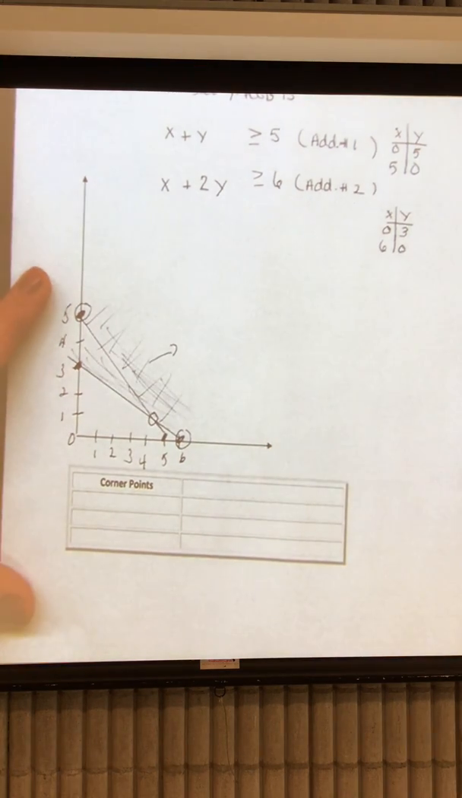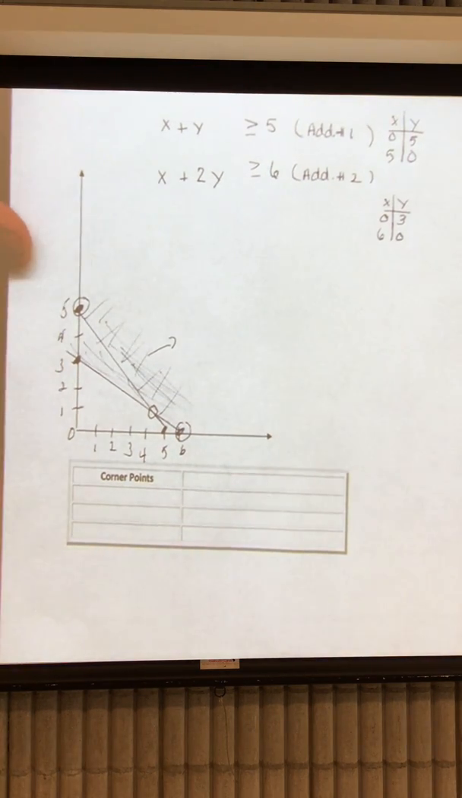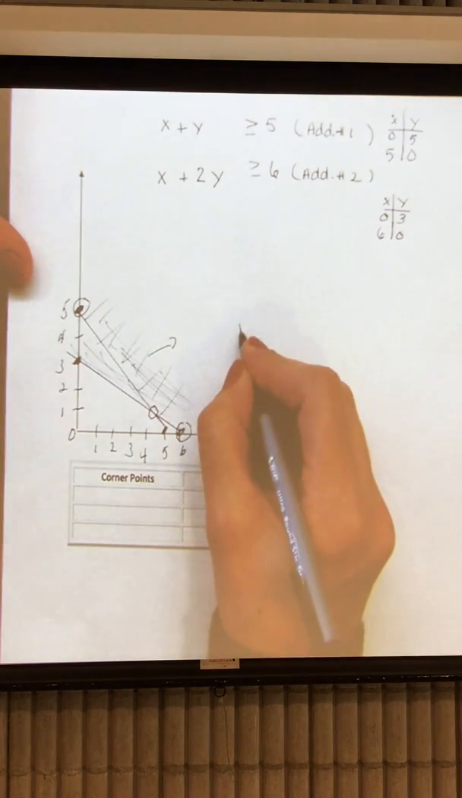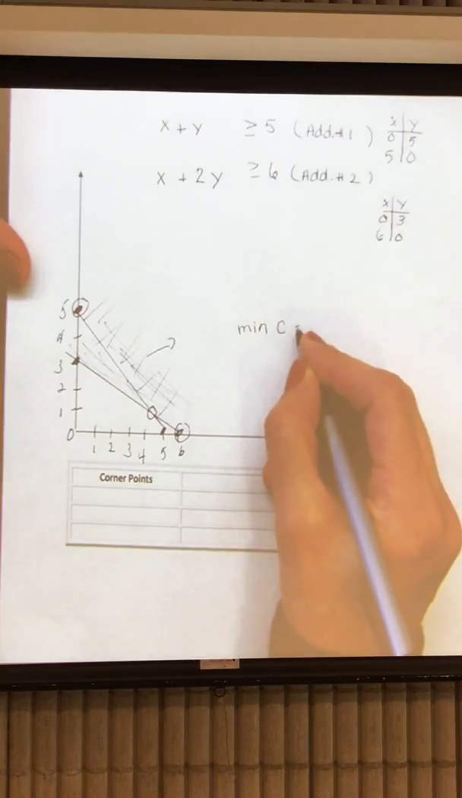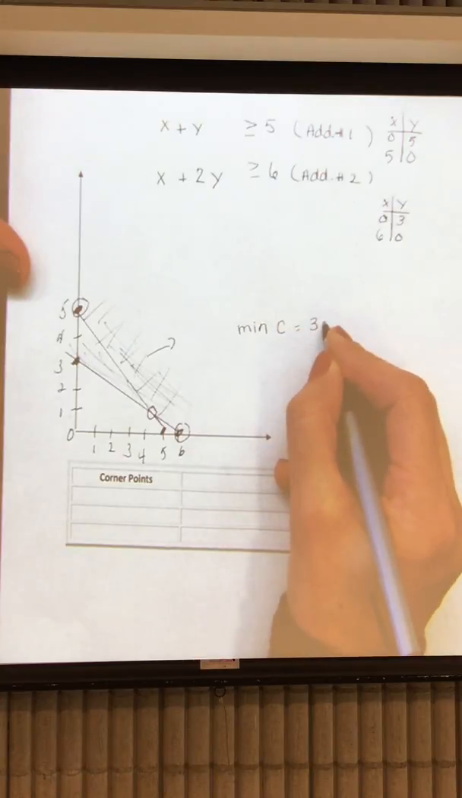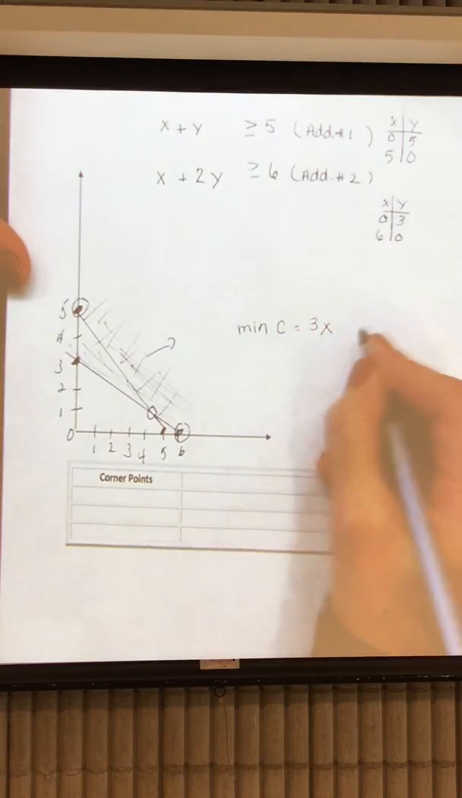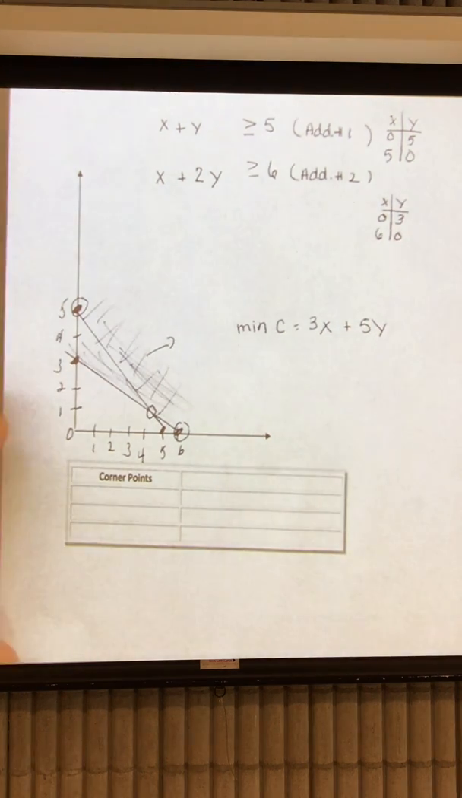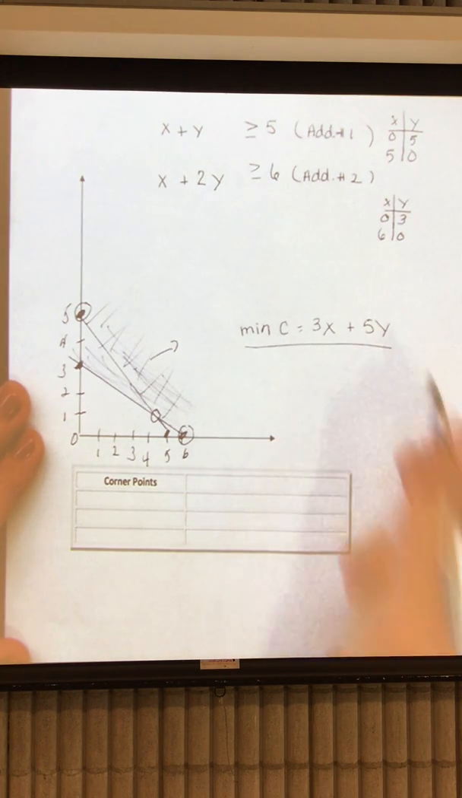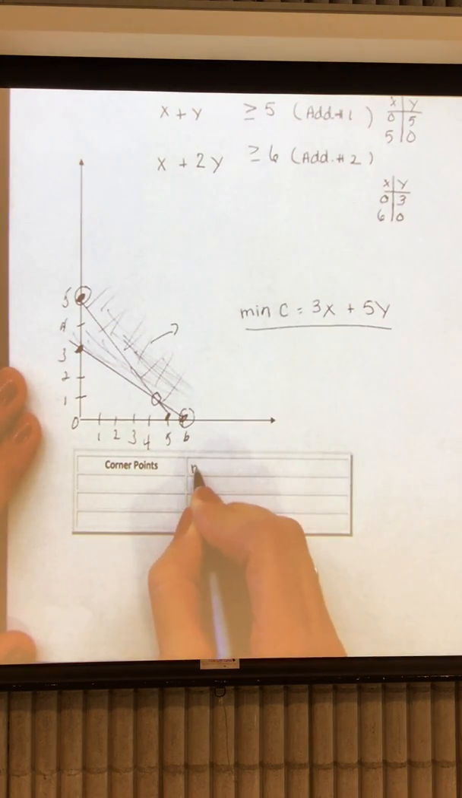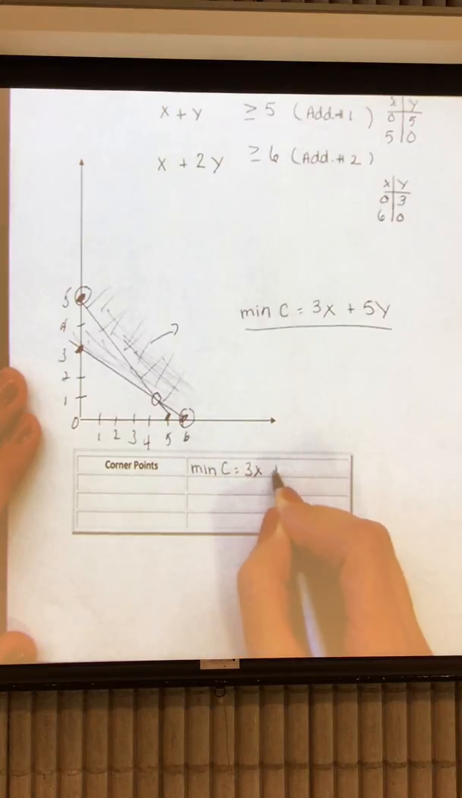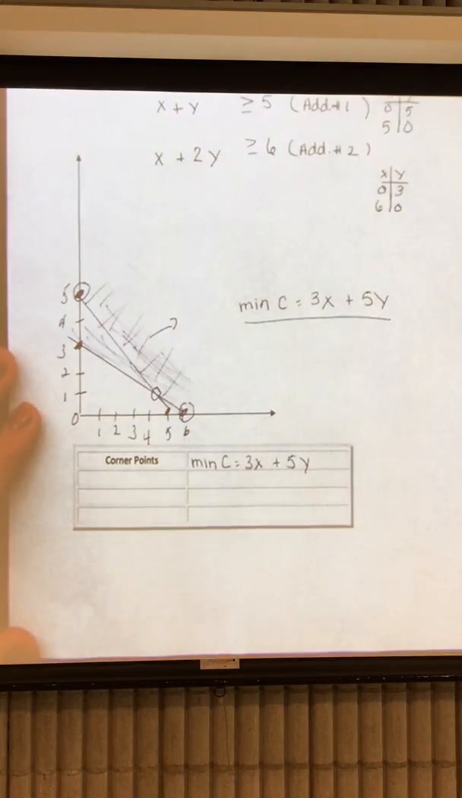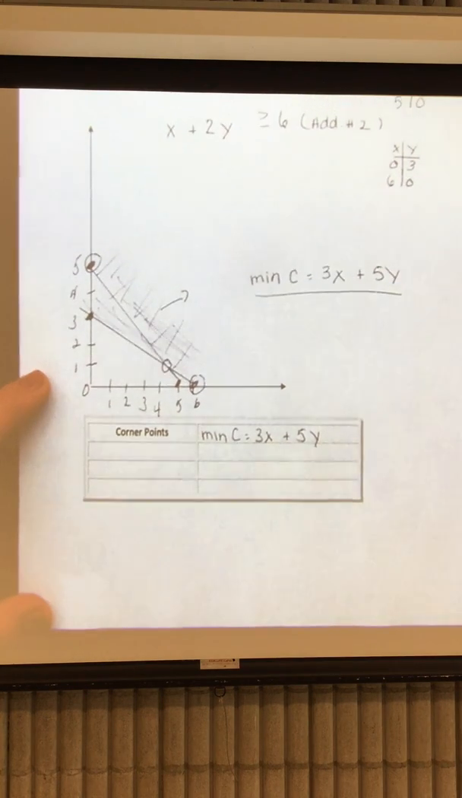And here, because we want to minimize our function, so we want to minimize our cost, and our cost is $3 for food A plus $5 for food B. And again, this is our objective function. So let us write this objective function down here, and let's substitute our corners into our objective function.